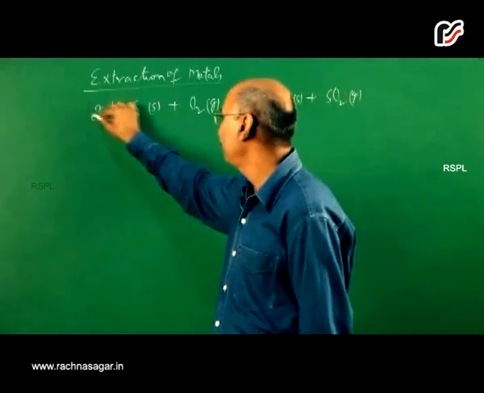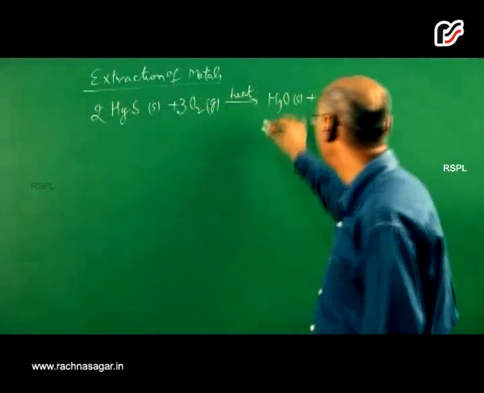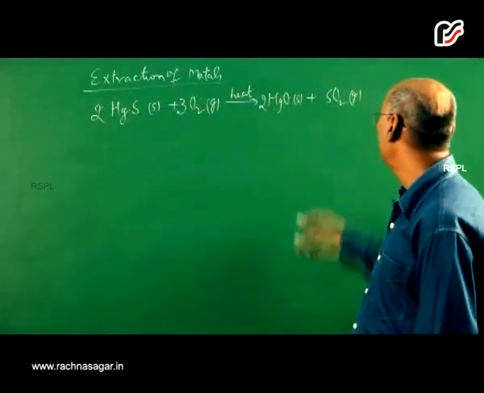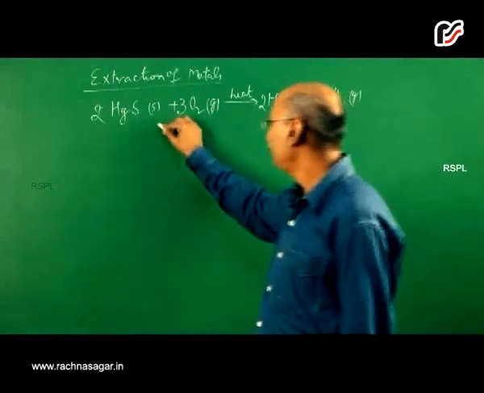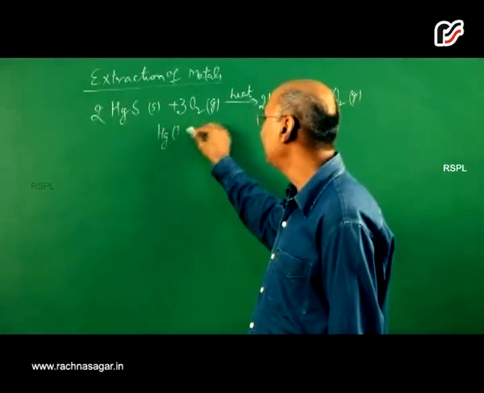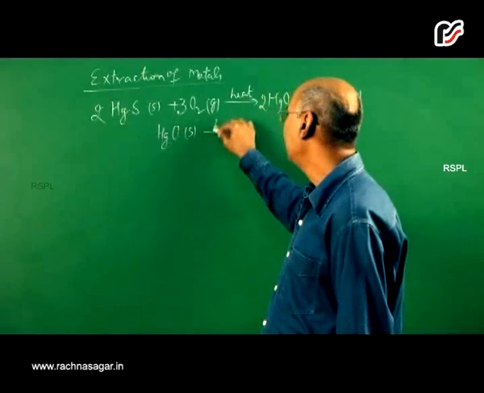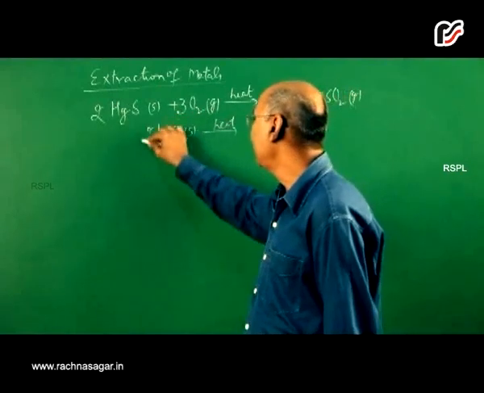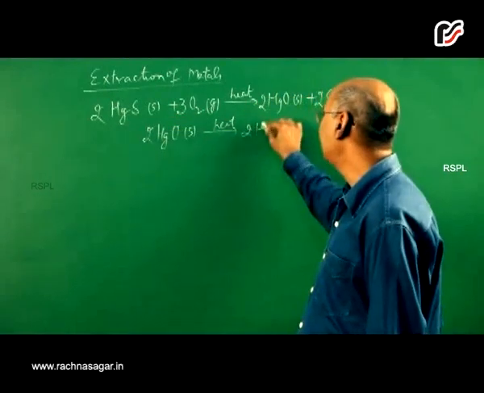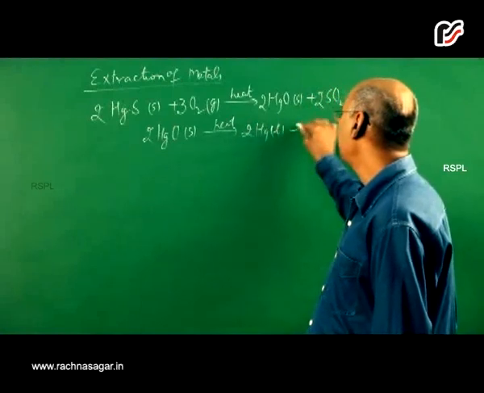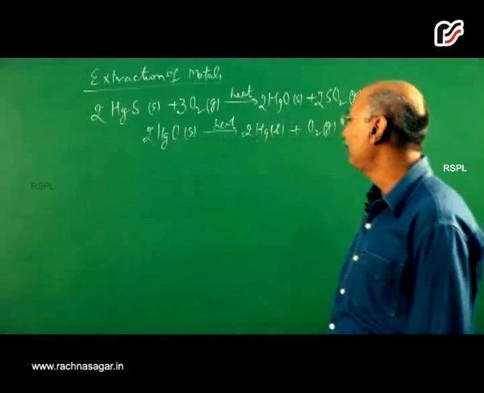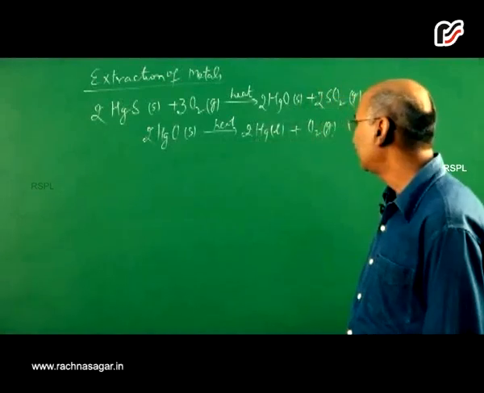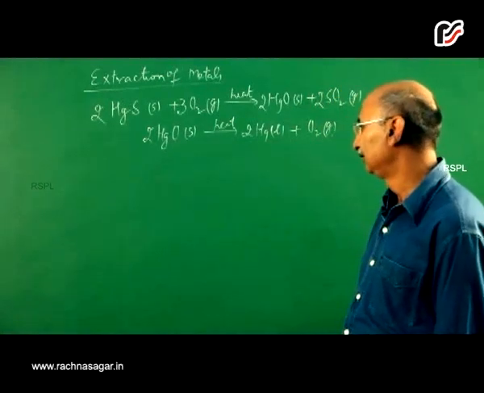To balance it, 2HgS plus 3O2 gives you 2HgO plus 2SO2. This HgO solid is thermally unstable, means on heating it will change to mercury, which is liquid, plus oxygen gas will be formed. So this way we have extracted mercury from cinnabar.